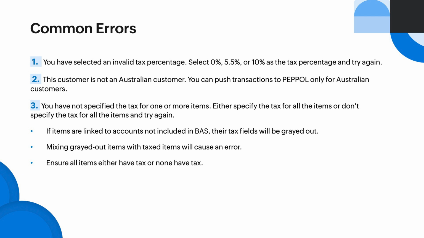You have not specified the tax for one or more items. Either specify the tax for all the items or don't specify the tax for all the items and try again. If any items in a transaction are linked to accounts that aren't included in BAS, the tax field for those items will be grayed out. If you have a mix of items with grayed out tax fields and items with tax or tax exemption in the same transaction, this error will occur when trying to send the e-invoice. To fix this, make sure either all items have tax or none of them do.